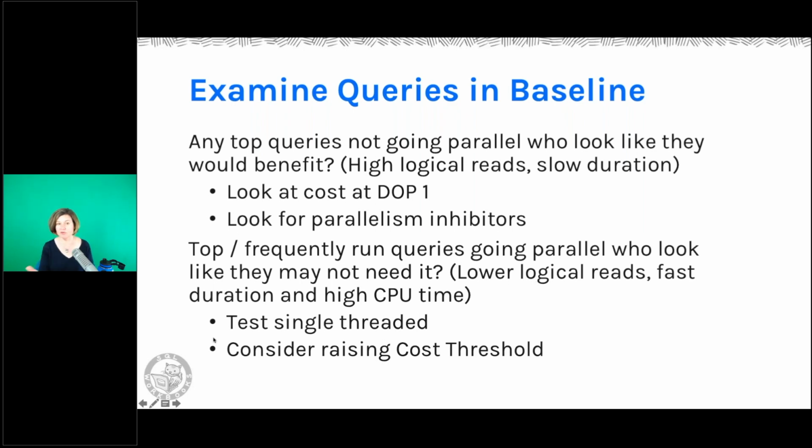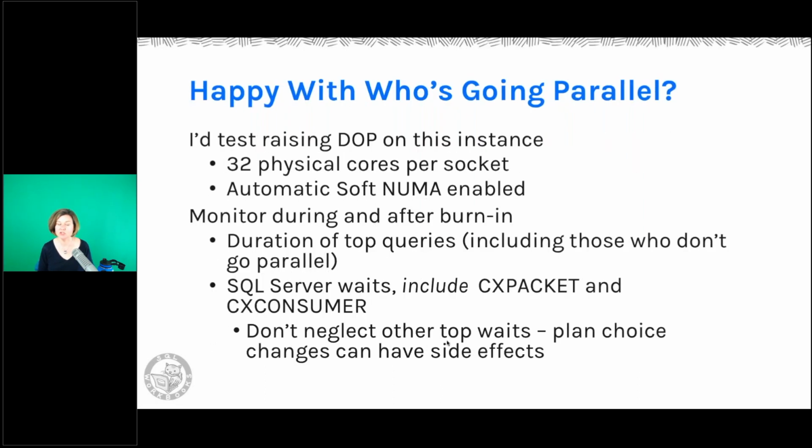I might test a few of them and say, oh, if I run you with a MAXDOP 1 hint against the test system, are you still fast? If so, cost threshold going up, going up, going up. So for your top queries, looking at total CPU time and total logical reads can help you guess, can I go higher with cost threshold?